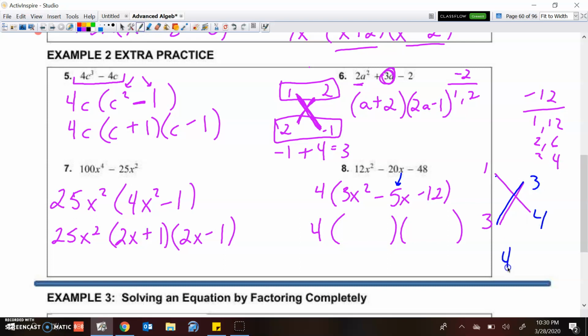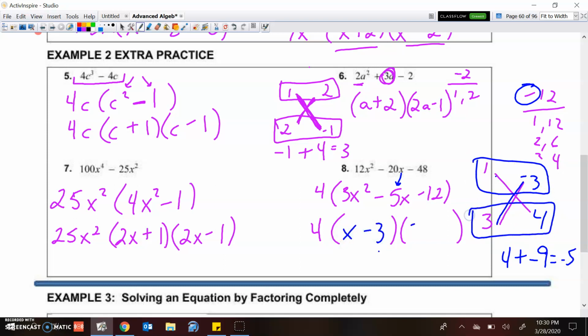1 times 4 is 4. 3 times 3 is 9. Ooh, and knowing that one is positive, one's negative, I can make this a negative 9, and that's going to add to give me negative 5, which is what I want. 4 and negative 9 is negative 5. Oops, sorry. Okay, so I'm going to make that a negative 3. So the top is x minus 3, and the bottom is 3x plus 4. And always feel free to go back through, FOIL it, make sure you have it on the right track, but these all worked. And so great work.